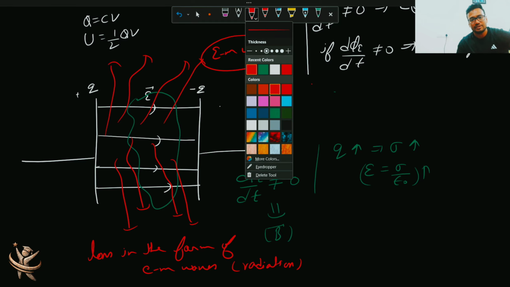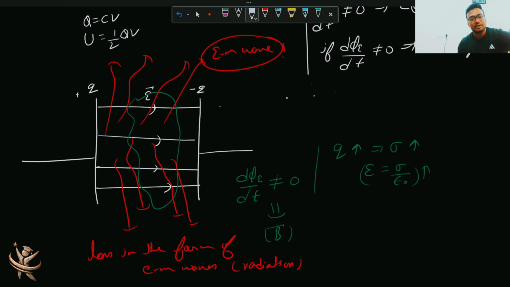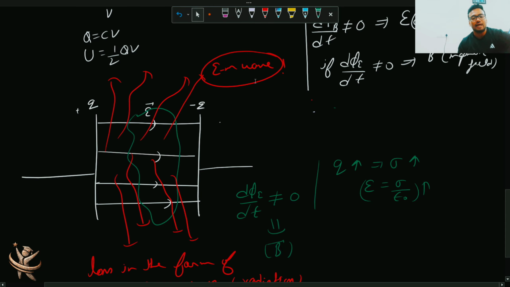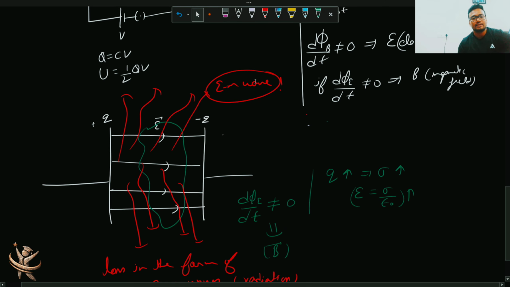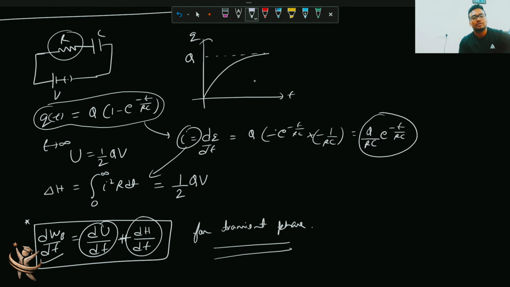Now again, is the confusion still not clear, beta? Why? If that is the case, then this should happen here too, because the capacitor is charging, its charge is growing. See, dq by dt, q is a function of t, so sigma will be a function of t, E will be a function of t, then flux will be a function of t, right? So why are we not getting such loss? In that case, the loss should be more than this half qV. No, that's not a correct way to think about it.